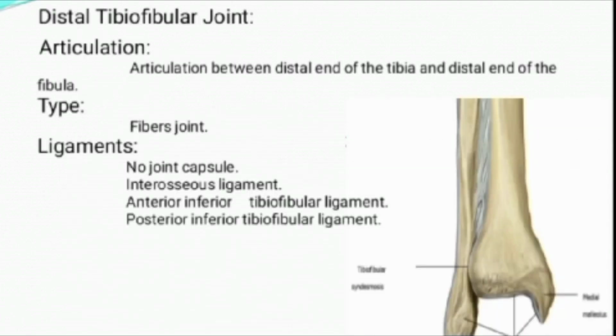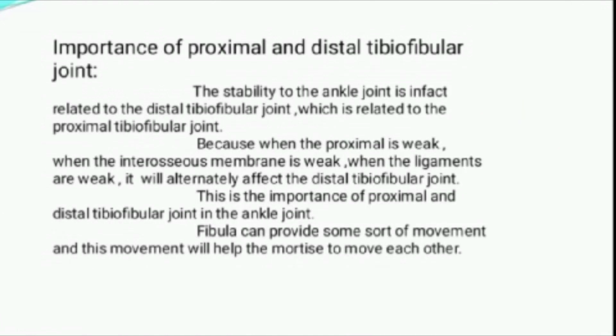Distal tibiofibular joint. Articulation: between the distal end of the tibia and the distal end of the fibula. Type: fibrous joint. This joint has no joint capsule. Ligaments: interosseous ligament, anterior inferior tibiofibular ligament, posterior inferior tibiofibular ligament.